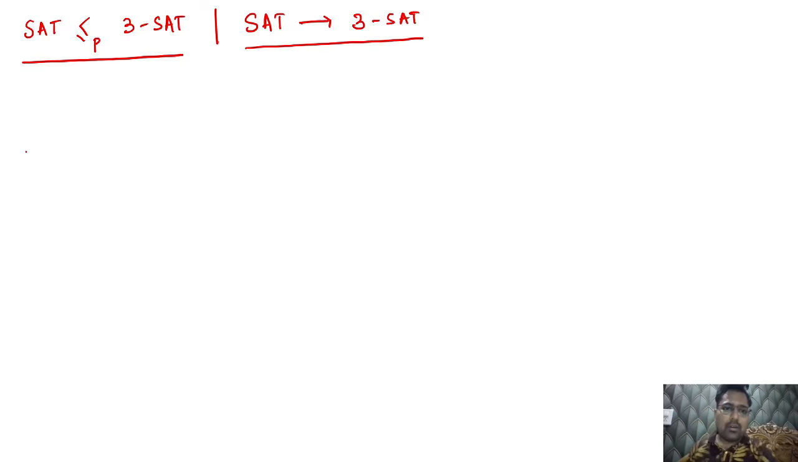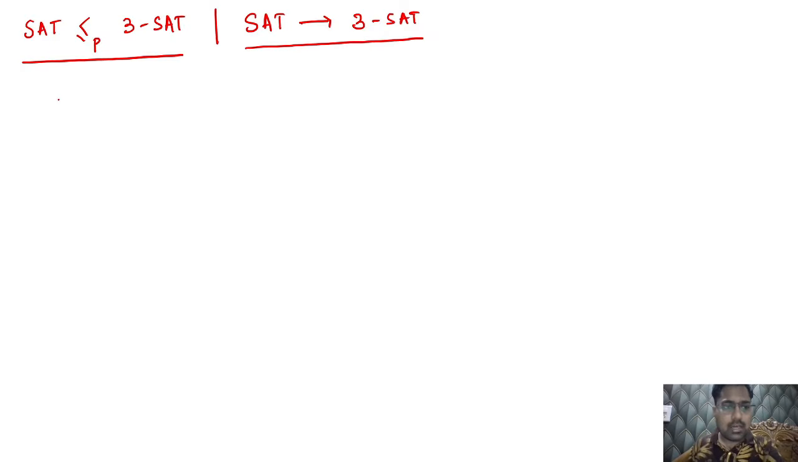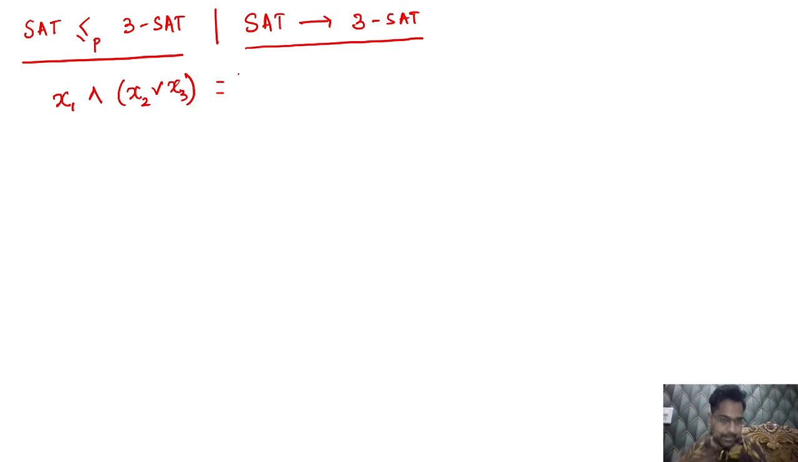Now the SAT value is given to us as per the previous one. I'm just taking this one: x1 and x2 or x3, it is given to us. Now we are trying to convert it to 3 SAT. Whenever the question is given, we have to simplify it. How do we simplify?